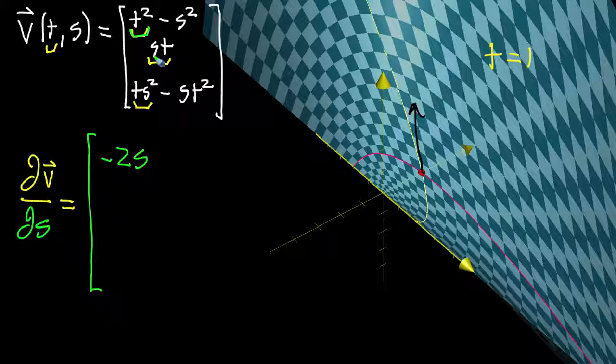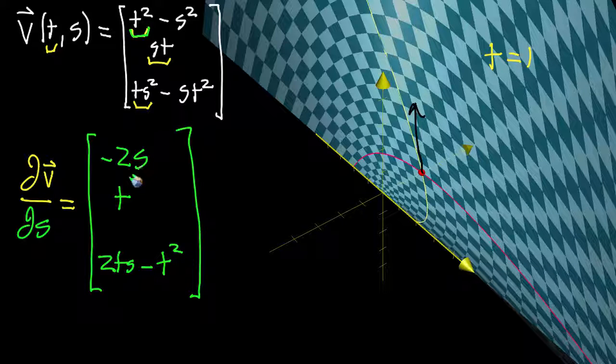st: s looks like a variable, t looks like a constant, so the derivative is just that constant, t. Down here, ts squared: t looks like a constant, s looks like a variable, so 2 times t times s. And then over here, we're subtracting off t squared, which looks like a constant, with s as the variable, so that's just that constant.